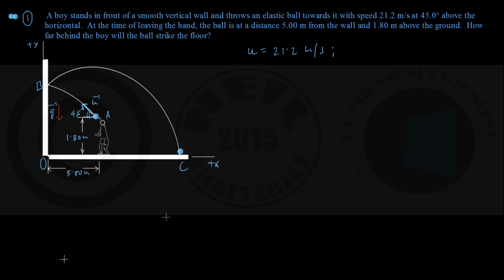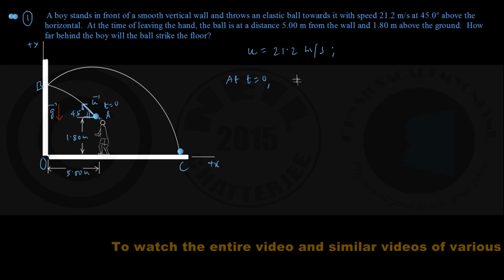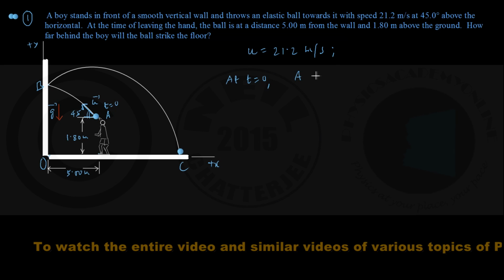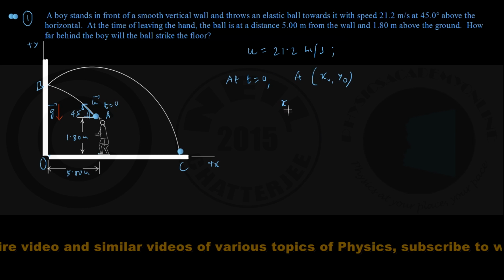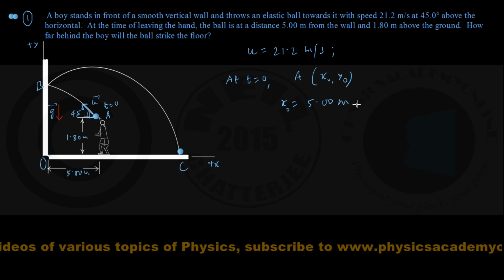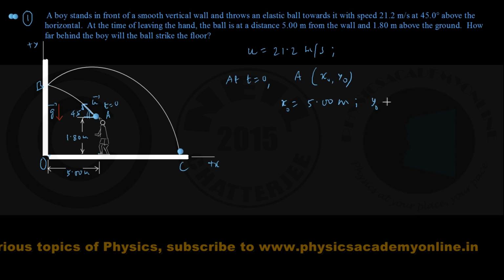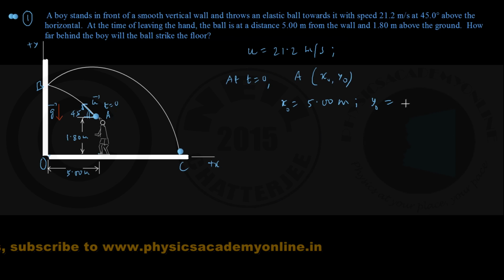With this understanding, let us write down here that at time t equal to 0, that is the time at which the ball is projected from the hand, this point A has its coordinates x0, y0, where x0 is equal to 5.00 meters. Look at the figure and confirm this. y0, the initial y coordinate of the ball at the moment of being released from the hand, is 1.80 meters.